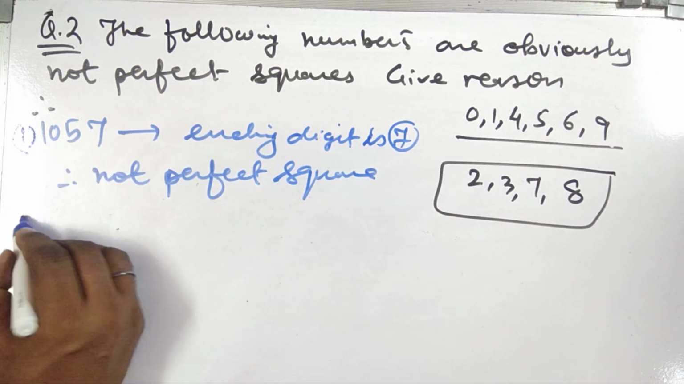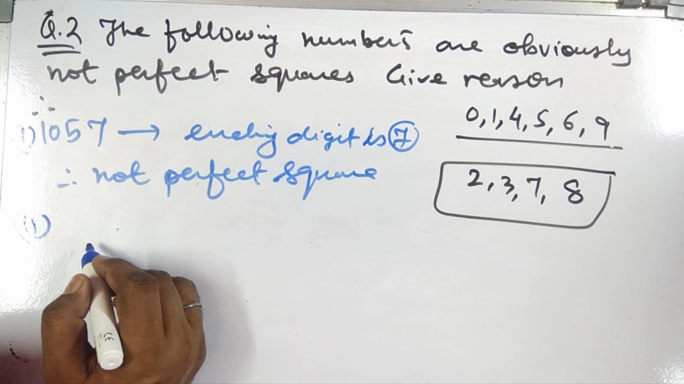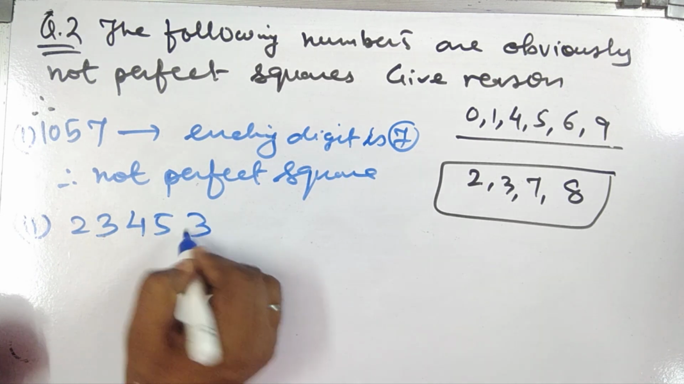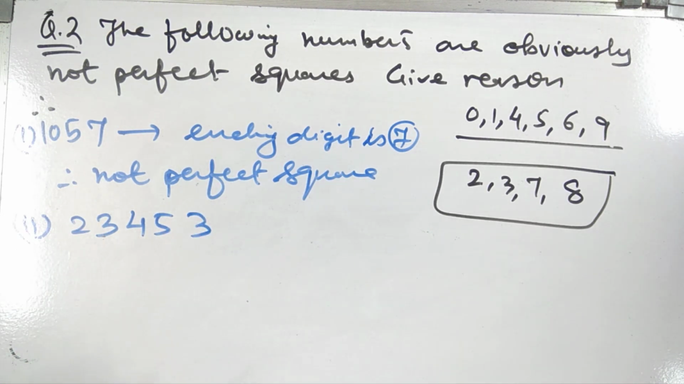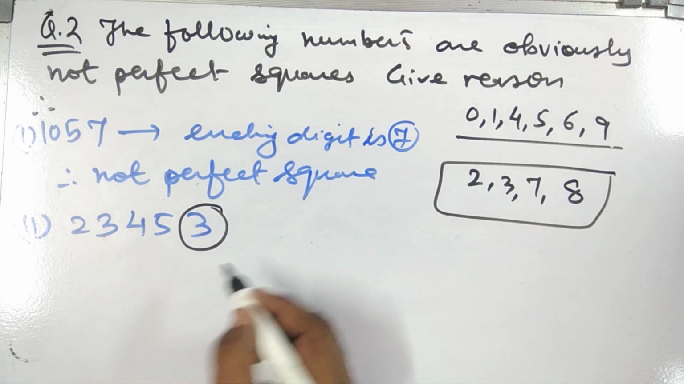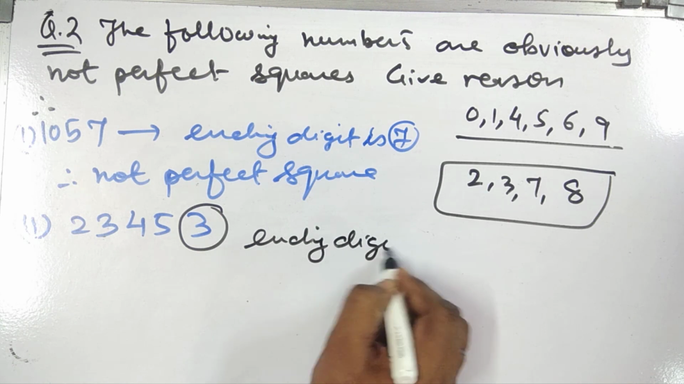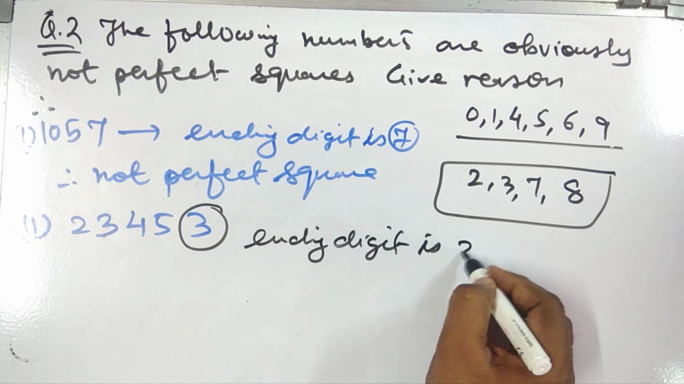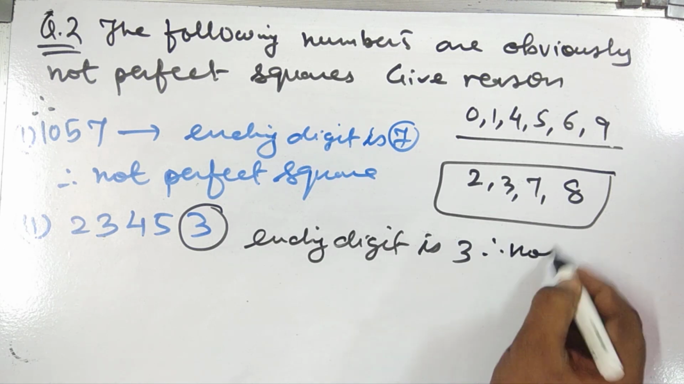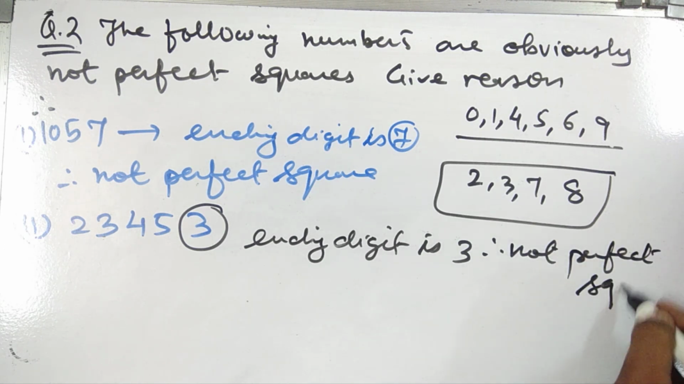First one. Then the second one, students. The second number given is 23453. So in the unit place, students, it means the ending digit is 3. Therefore, not a perfect square.